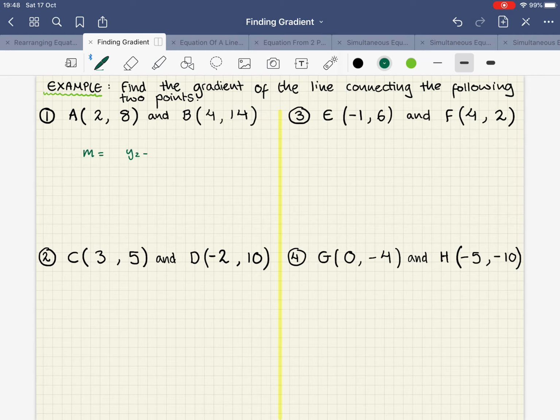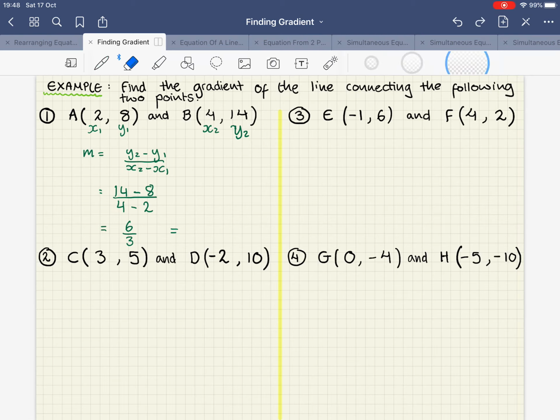So m equals y2 minus y1 over x2 minus x1. For A, that's my first x coordinate, my first y coordinate, second x coordinate, and then second y coordinate. So that's going to be 14 take away 8 over 4 take away 2. And that is just going to become 6 over 3. And then 6 divided by 3 is 3. Not 3, what am I doing? 4 take away 2 is not 3. 4 take away 2 is 2. Then 6 divided by 2 is 3. There we go. I knew what the final answer was and it just kind of threw me off.